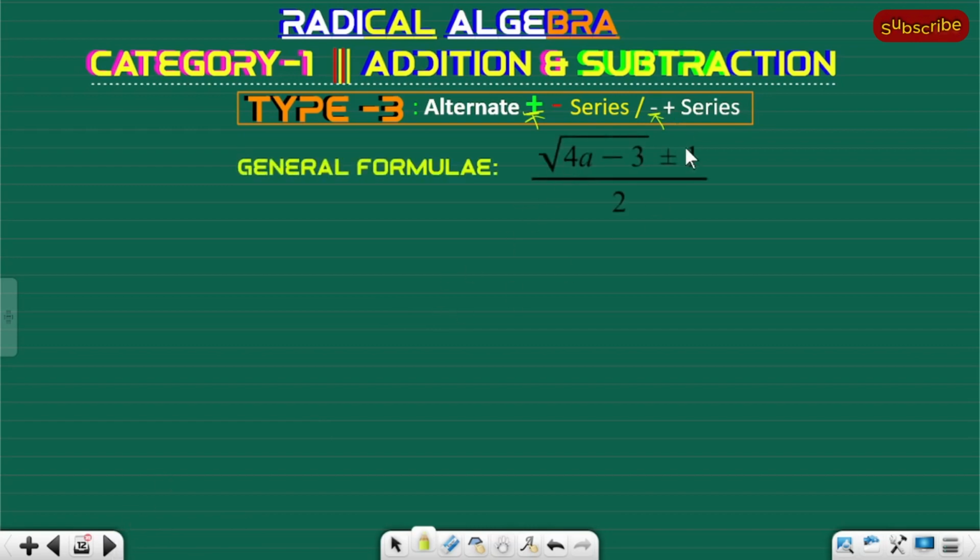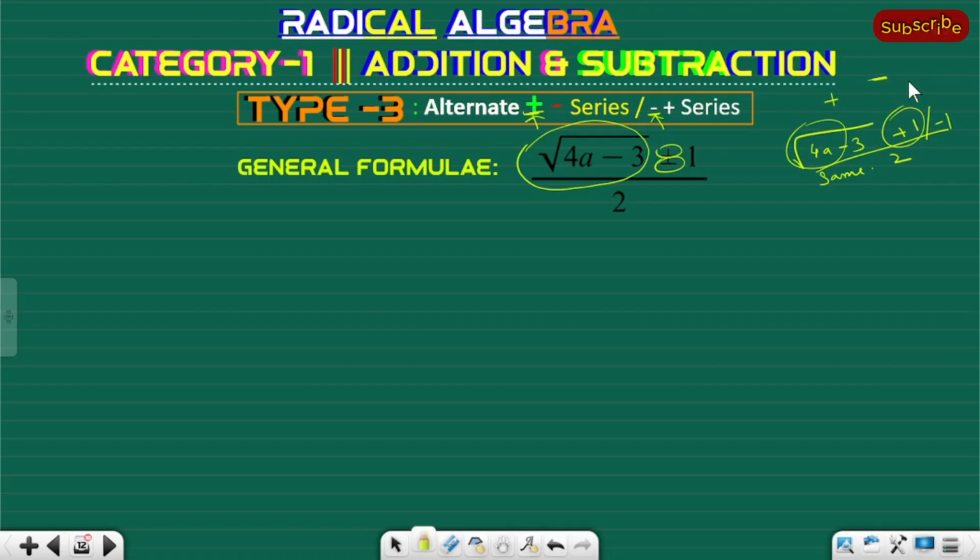The general formula is this. Here for plus it will be plus, for minus it will be minus 1. Root under 4a minus 3. This remains the same for all, either plus or minus. The only difference is in plus 1 or minus 1 divided by 2. This remains the same: 4a minus 3 under root. Only the difference is here. If the series starts with plus, then plus 1. If the series starts with negative, then negative 1.